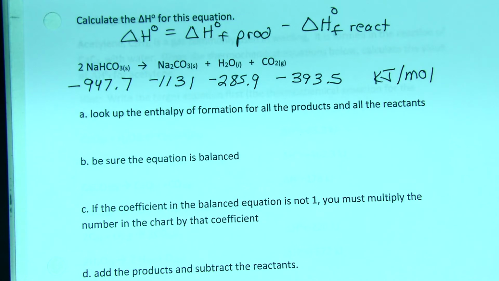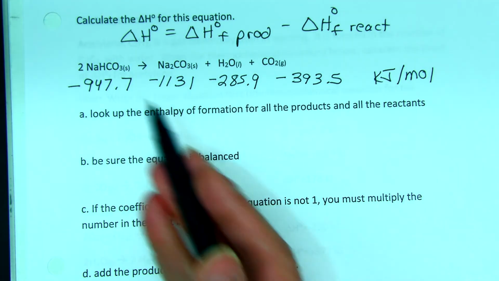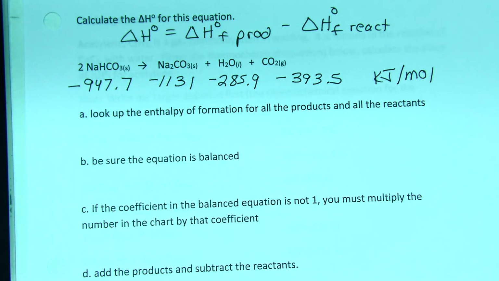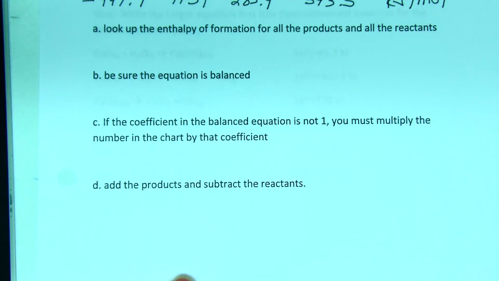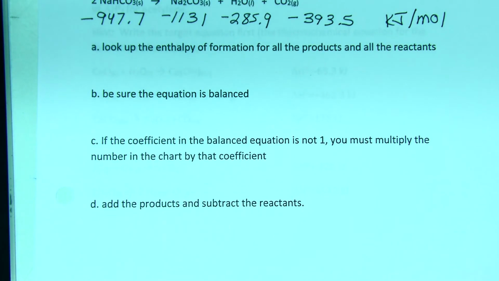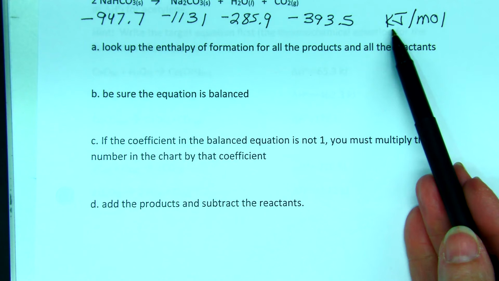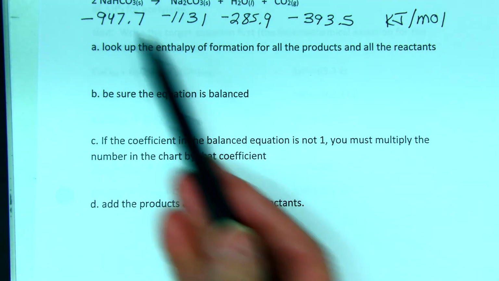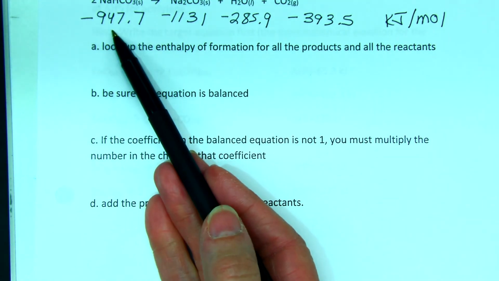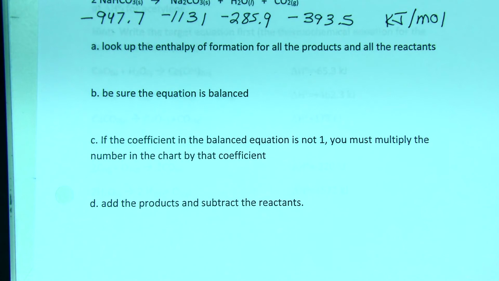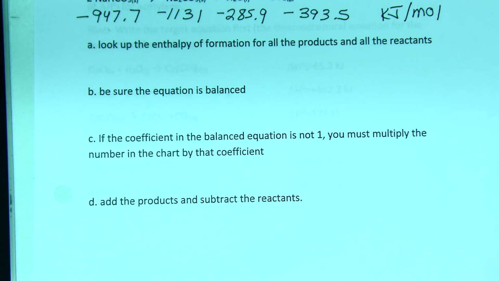Now, make sure the equation is balanced. This equation is balanced as written. If the coefficient in the balanced equation is not 1, or even if it is 1, you're going to multiply the number that you found on the chart by the number of moles, because this is kilojoules per mole. So if I have 2 moles, I have to multiply this number by 2 to get the amount of heat for this particular reaction. And now we add in the products and we subtract out the reactants.